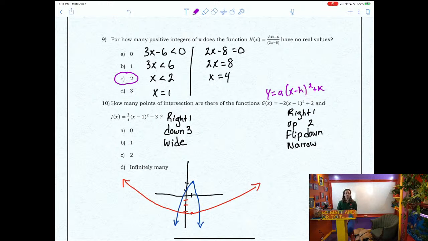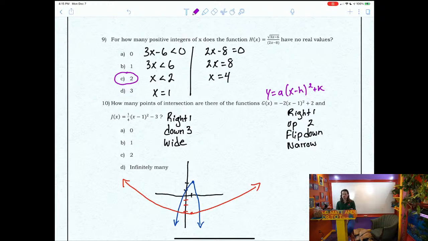That means it's going to be both narrow and facing downward. So it's going to flip around the x-axis. So we're going to be narrow and we're going to be facing downward. So I drew that in on the graph in the blue ink.